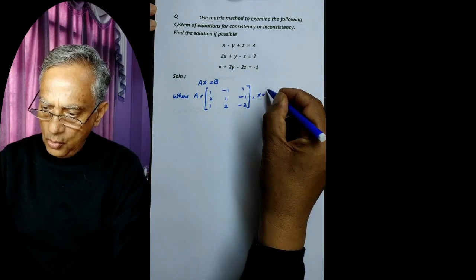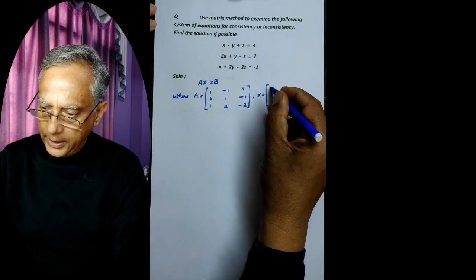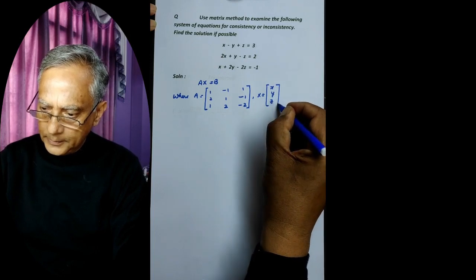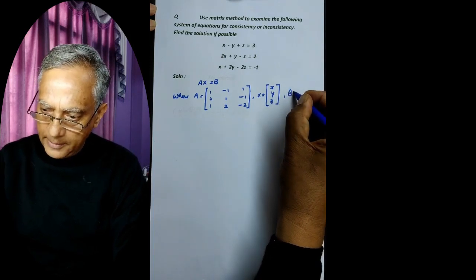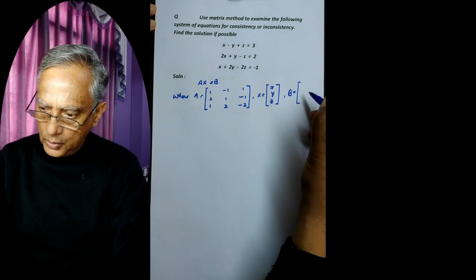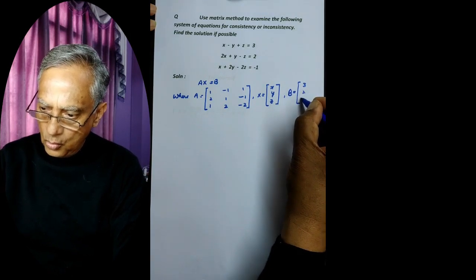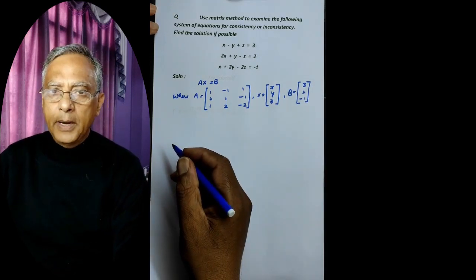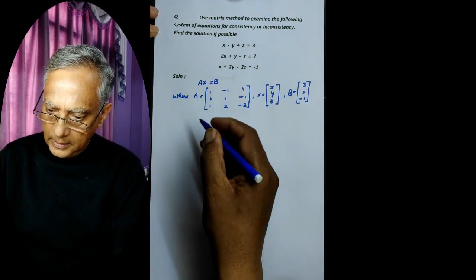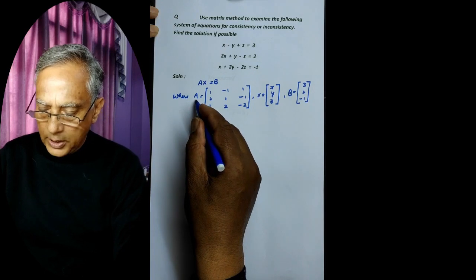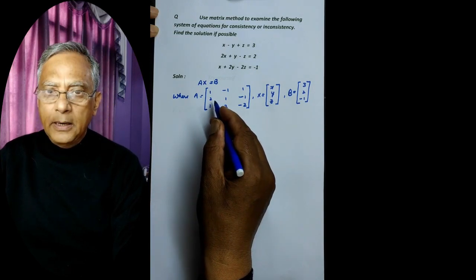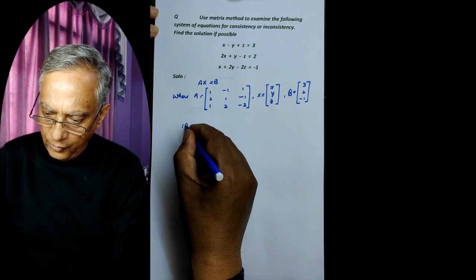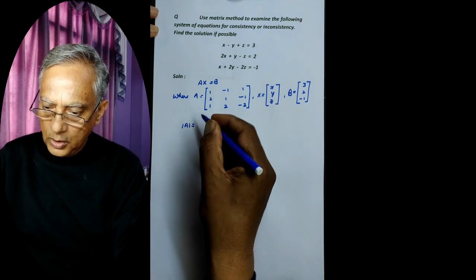And X is equal to the variable matrix. Variables are x, y and z. And B is the constant matrix. It is equal to 3, 2 and minus 1. Now, first of all, we find determinant of A. So, determinant of A is equal to.